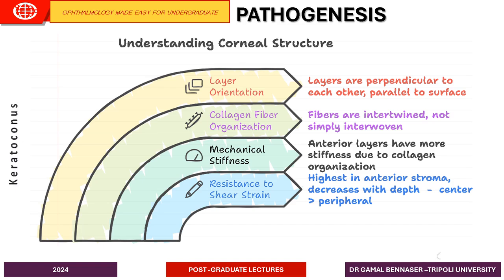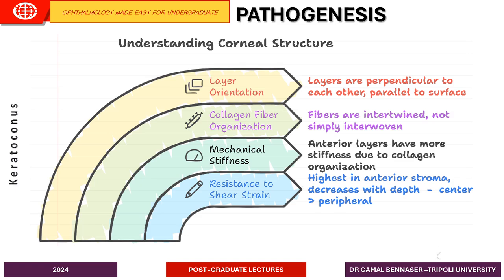As you know, the resistance of the stroma to the transverse shear and strain is highest in the anterior stroma, and decreases as you go deeper in depth. So the anterior stroma is more resistant and more stiff. And also it is now a fact that the anterior layer of the cornea has more mechanical stiffness due to what's known as the interwind collagen fibers organization. In the next slide, I will explain the meaning of the interwind collagen fibers arrangement.